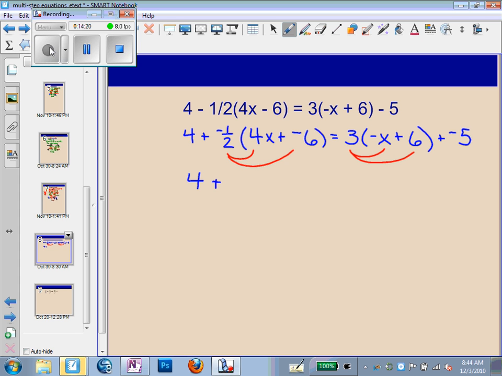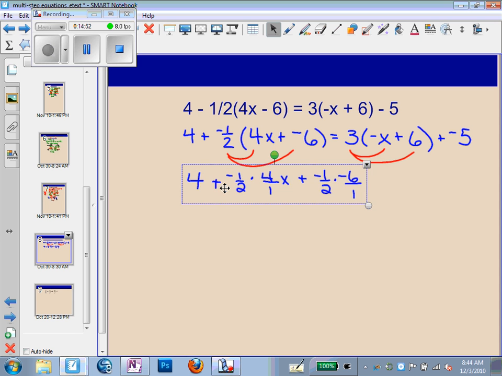So 4 plus negative 1/2 times 4 over 1x plus negative 1/2 times negative 6 over 1. Now notice as I write my distributive property down that I am putting everything as a fraction, because when you multiply, you're multiplying numerator times numerator and denominator times denominator, so it really does help to be able to see what's your numerator and what's your denominator. So that's my left-hand side.